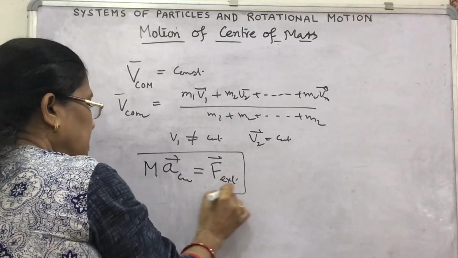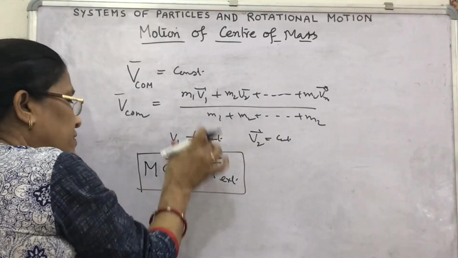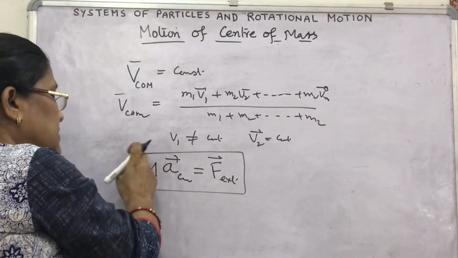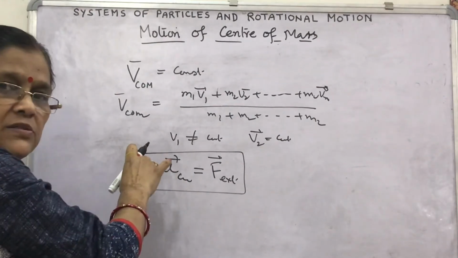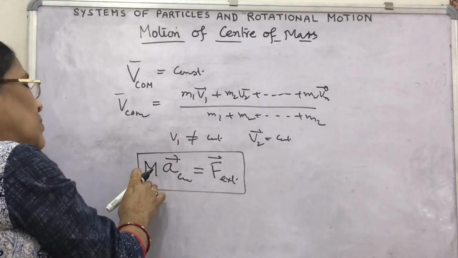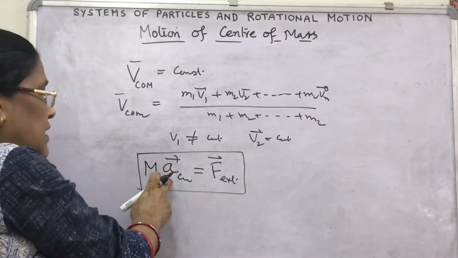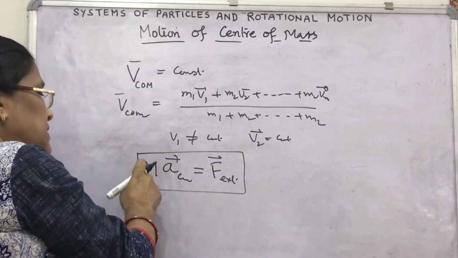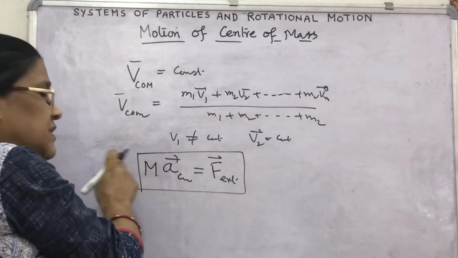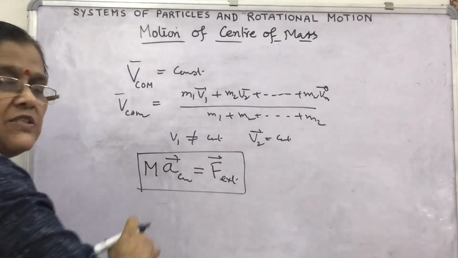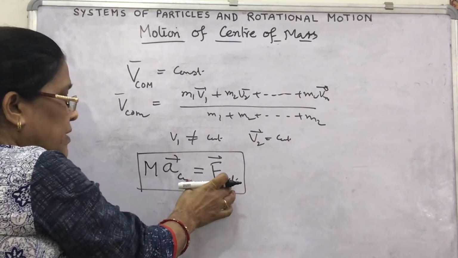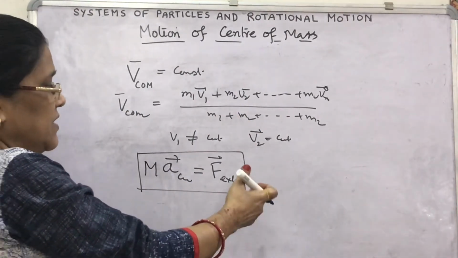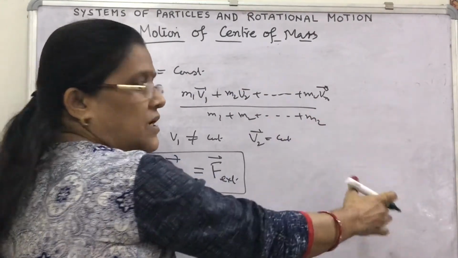The expression we got, M A center of mass equals F external. The center of mass motion is governed by only this expression. Here the mass M is the mass of all particles of the system or the whole rigid body, whatever it may be. The acceleration of center of mass is multiplied by all the particles' mass, supposed to be at the center of mass, and is equal to the net external force. A very good example of this equation I am going to explain with the help of a projectile.